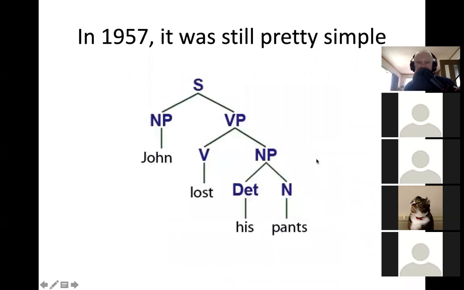But anyway, in 1957, it was still pretty simple. A sentence is a subject with a verb phrase, that sort of thing, right? Nothing very complicated and nothing new, really. Just the idea that if we study language rules, we learn about our brain: universal grammar, the innateness hypothesis.